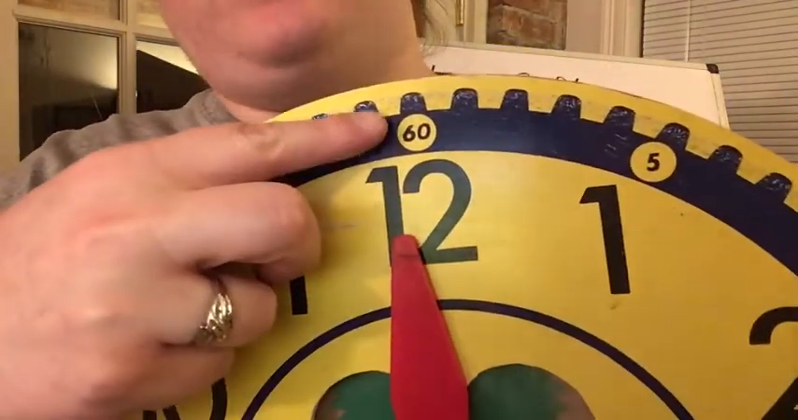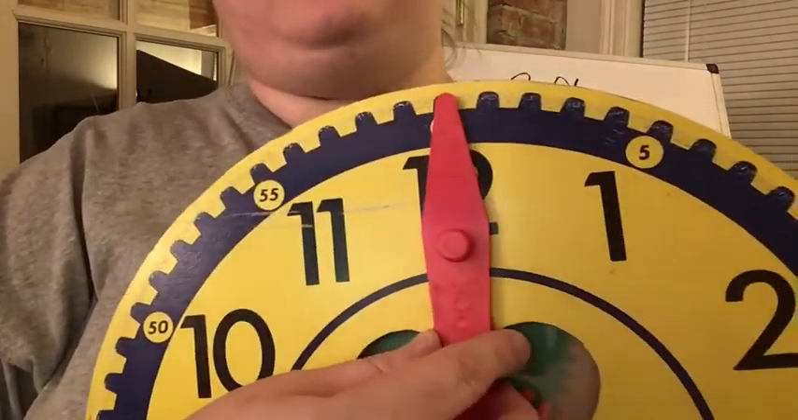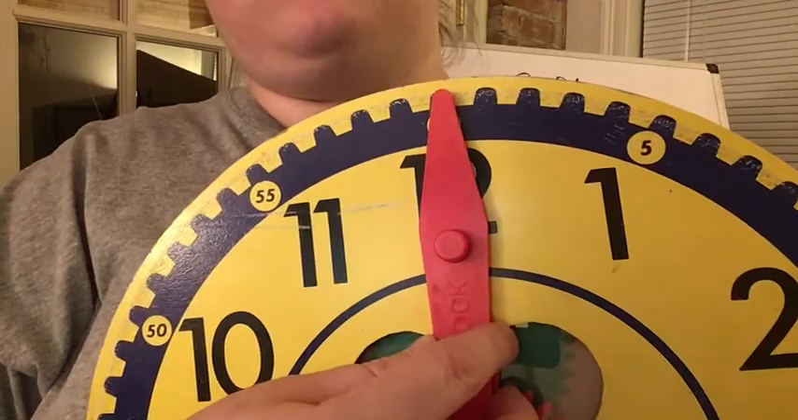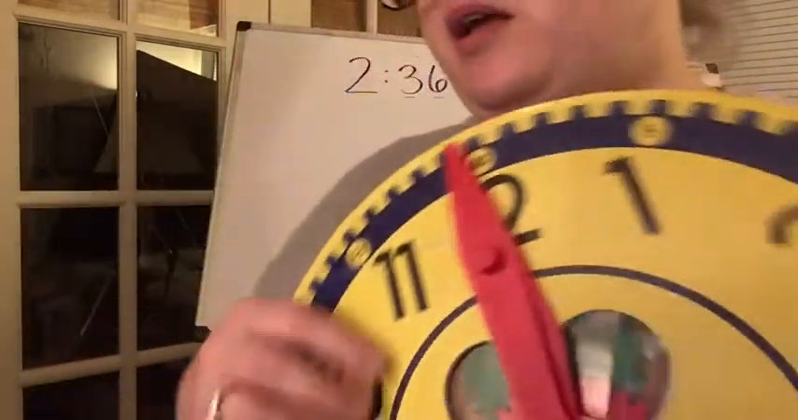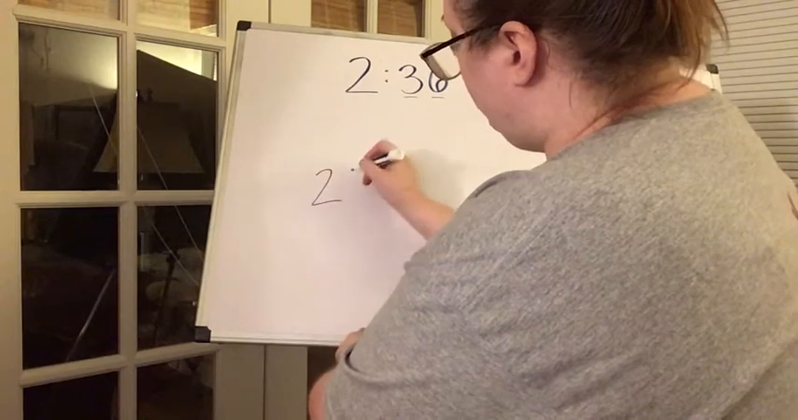And it says 60 up here, but remember, when both hands are on the 12, it's 12 o'clock. Okay. All right. That's what I was going to show you about that. My next thing is place value. All right. So here we go.